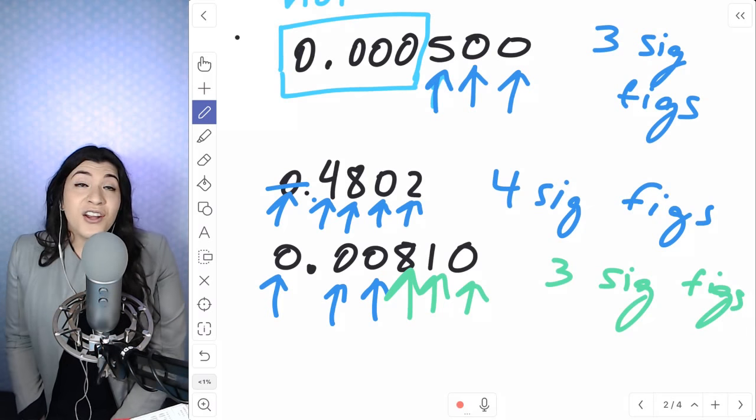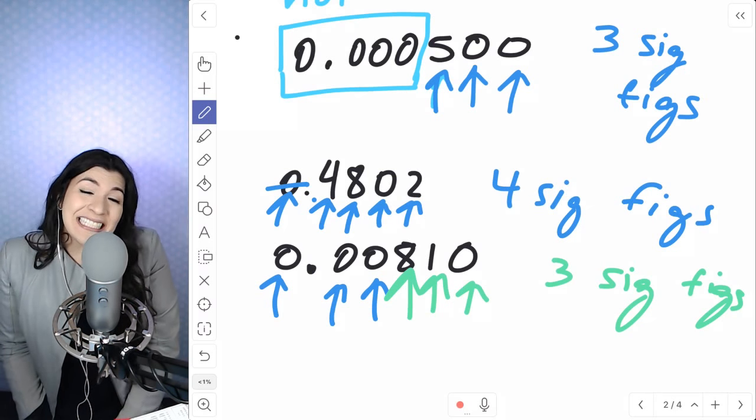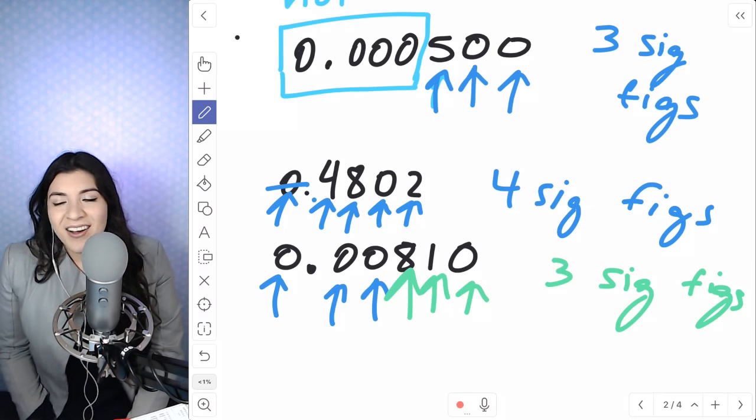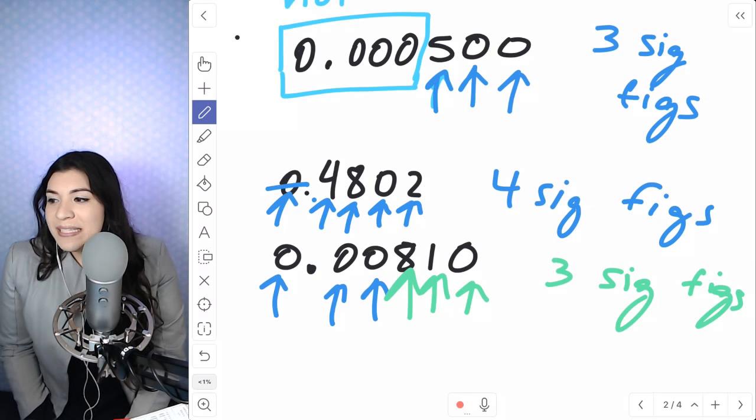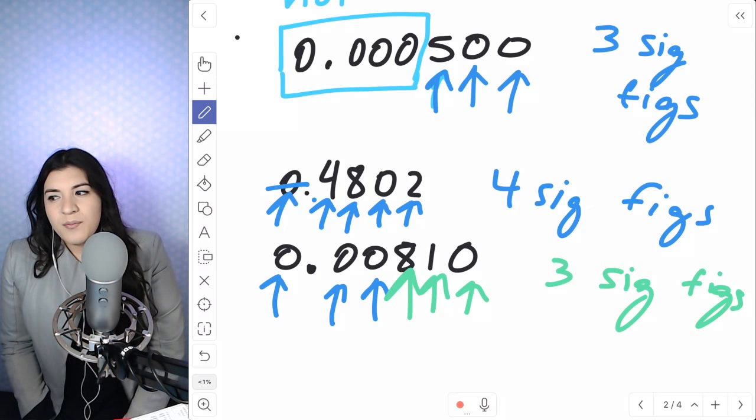Later on, depending on your professor, you will not use them. They're actually really not relevant. I know. But in the beginning, you will always use them. Like I said, it does depend on your teacher, but I would say definitely know all of those sig fig rules just in case.